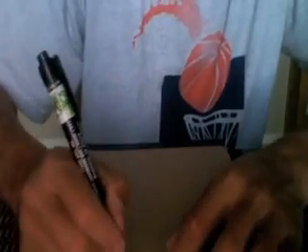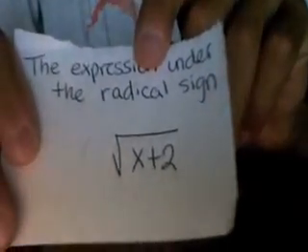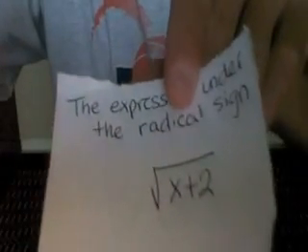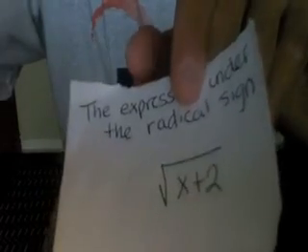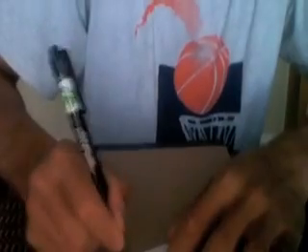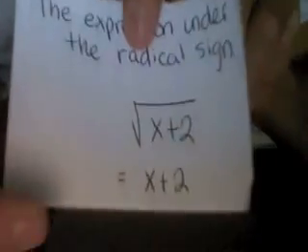Now students will need to use an example. So the example would be the square root of x plus 2. So this would be their example. And now they would need to write their own note of what a radicand is. So the radicand would be x plus 2. They can circle it, they can star it. That would be the radicand.